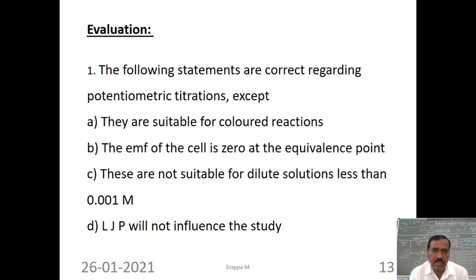Answer for this question: all are correct except B. The EMF of the cell is 0 at equivalence point, so this is a wrong statement. The remaining three are correct regarding potentiometric titration. So B is the answer. The EMF of the cell is 0 at equivalence point? No, it is not 0. There is a sudden abrupt change at the equivalence point. So for this question, B is the answer.